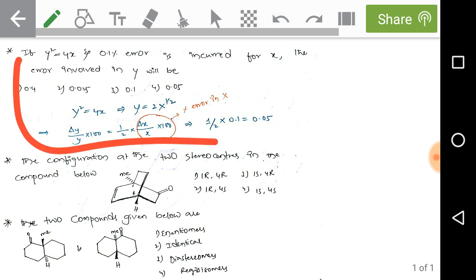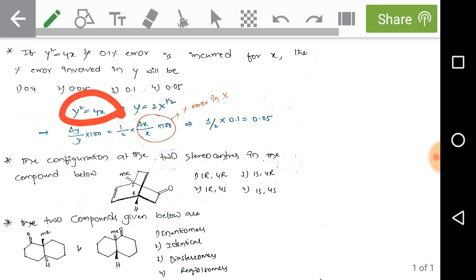Next one, if y square equals 4x and a 0.1% error occurs in x, the percentage error involved in y will be. So here it is given that y square is equal to 4x, we can write y is equal to 2 into x power half. So from that, the percentage error in y, that is delta y by y into 100, equals half into delta x by x into 100. Okay, and here delta x by x into 100 indicates the percentage error in x, and that is given as 0.1. Just substitute it and we can get 0.05.